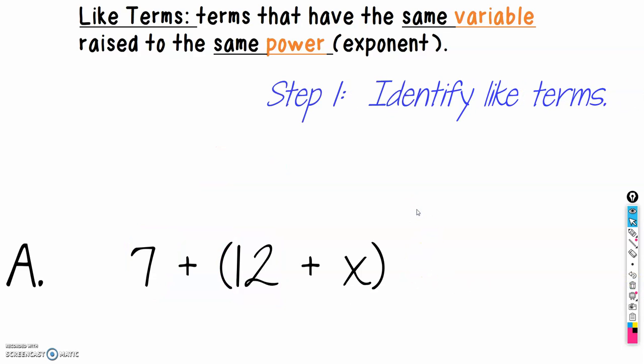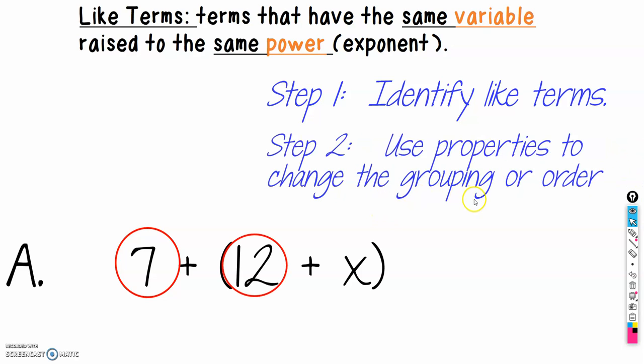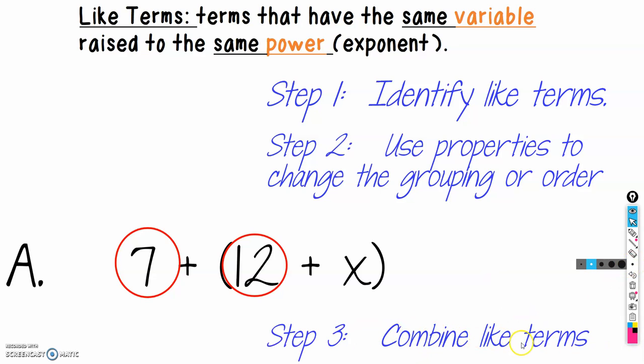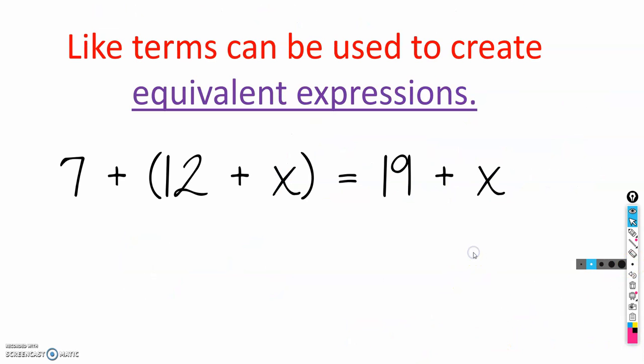Let's try another example. Oh, we've got steps that I skipped. So we're going to identify the like terms, which we did, our two constants. Next, we're going to use the properties to change the grouping or order, and that's what I did when I put those parentheses in there. And finally, we will combine our like terms.